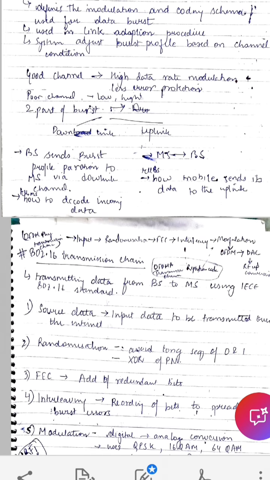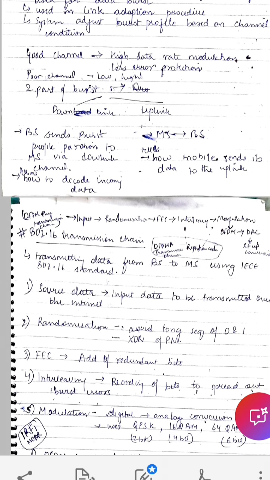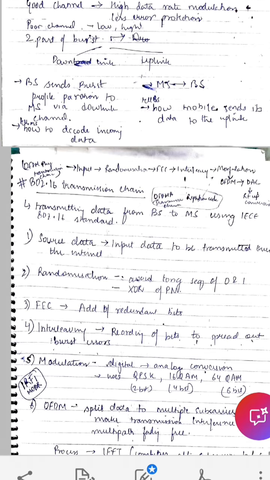There are two types of burst, uplink and downlink. In uplink, the mobile station sends the burst to the base station, and it tells the base station how the mobile sends the data on the uplink, whereas in the downlink, the base station sends the burst profile to the mobile station via the downlink channel and how to decode incoming data.